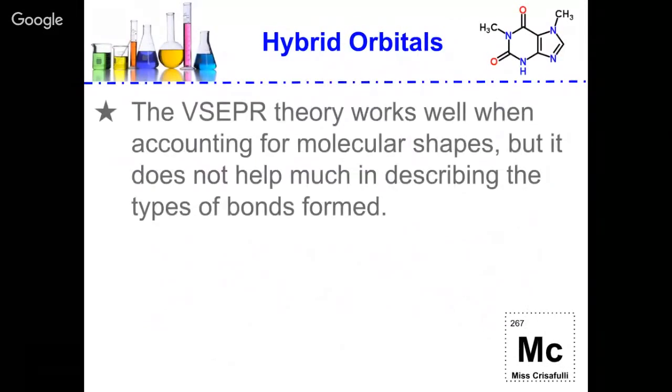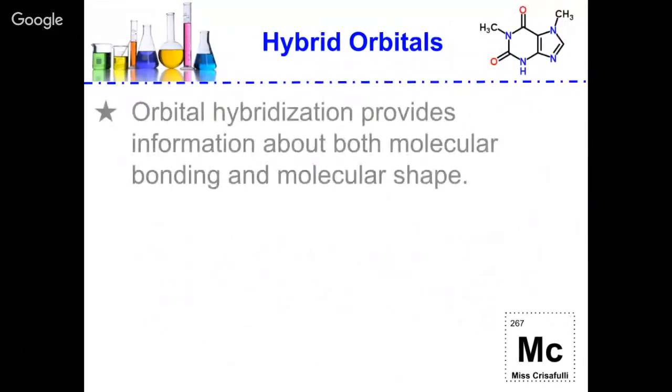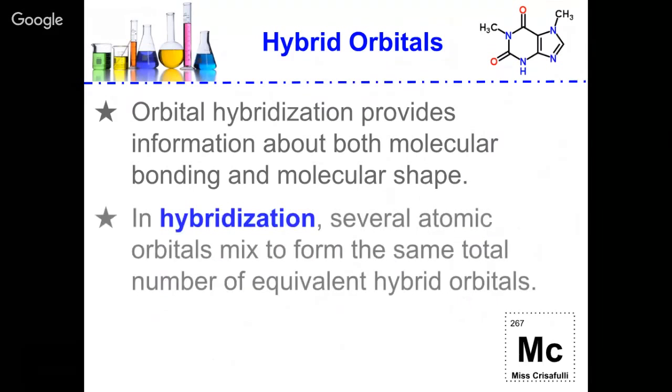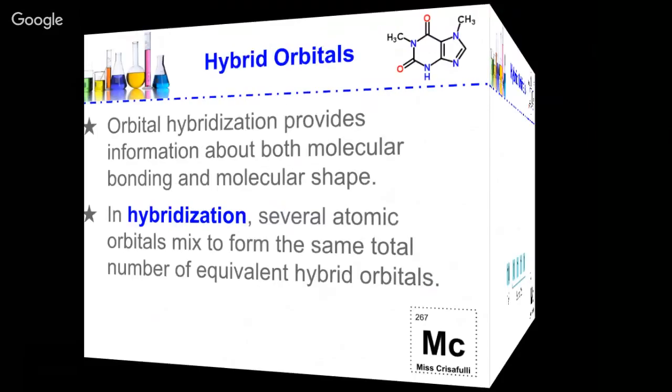VSEPR theory works well with accounting for molecular shapes, but it does not help much in describing the types of bonds formed. Hybrid orbitals is how we would do that. Orbital hybridization provides information about both molecular bonding and molecular shapes. In hybridization, several atomic orbitals mix to form the same total number of equivalent hybrid orbitals.